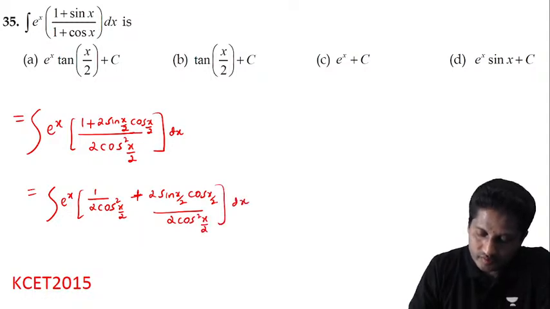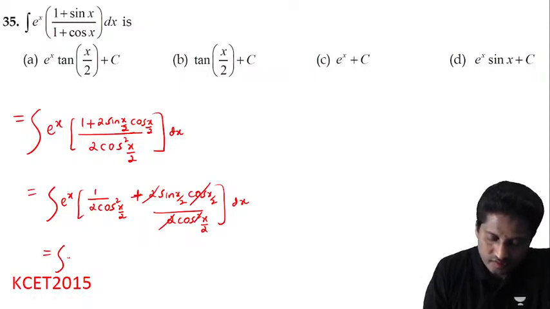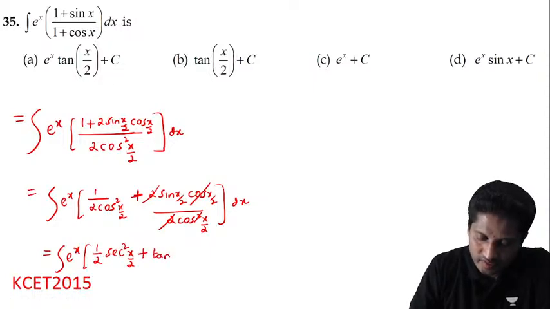2 will cancel with 2. This cos will cancel with the square. Left out is e power x into a bracket: 1 by 2, 1 by cos is sec, you get sec square x by 2, plus this sin by cos is tan, you get tan x by 2 dx.